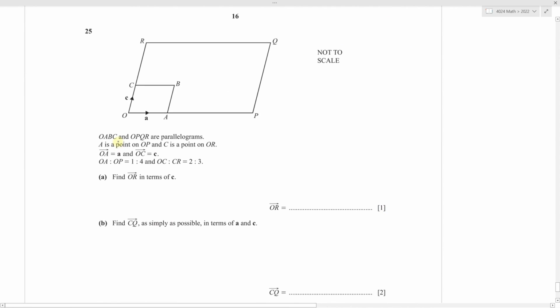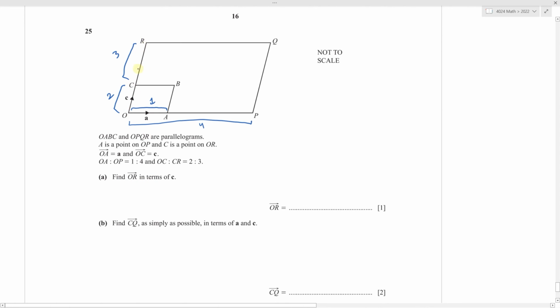Question number 25. OABC and OPQR are parallelograms. A is a point on OP. C is a point on OR. This is vector A. This is vector C. The ratio OA to OP is 1:4. So OA is 1 part and OP, this full vector, is 4 parts. The ratio OC to CR: OC is 2 parts, CR is 3 parts. Part A is find OR in terms of C.